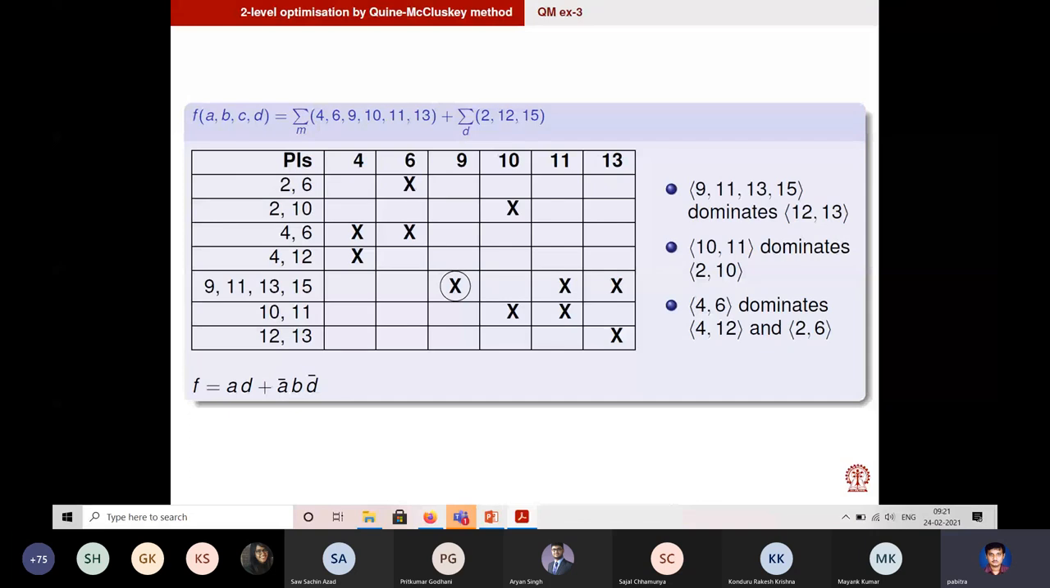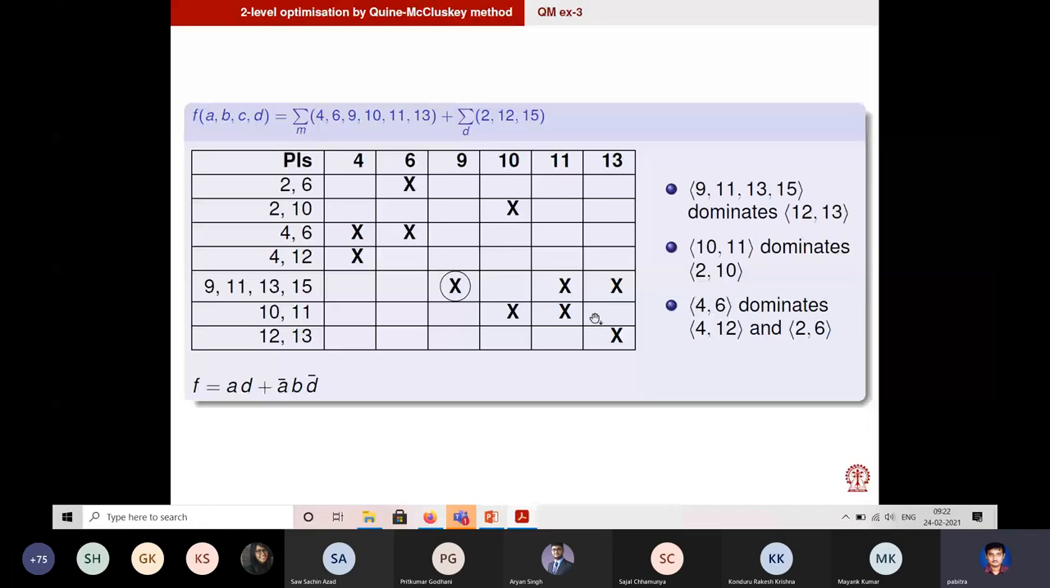So the only essential prime implicant here is 9, which is covered by 9, 11, 13, and 15. So this should definitely be in the final expression, 9, 11, 13, 15, which corresponds to A and D. And since I have included 9, 11, 13, 15 because it is essential, I can as well drop the 11 and 13 columns. They're already covered. I can form a reduced prime implicant chart.